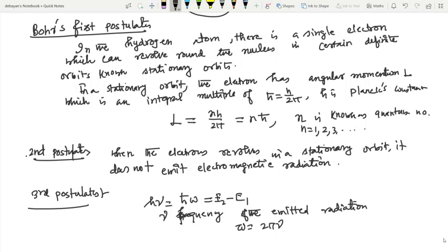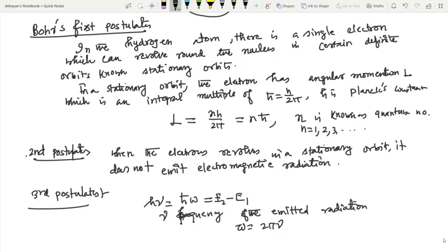But Bohr's first postulate regarding the stationary orbit contradicts the laws of classical mechanics. Again, according to the electromagnetic theory of light, a revolving electron must emit electromagnetic radiation, because its motion is under centripetal acceleration. So Bohr's second postulate, that no emission or radiation takes place when the electron revolves in a stationary orbit, also contradicts the electromagnetic theory of light.